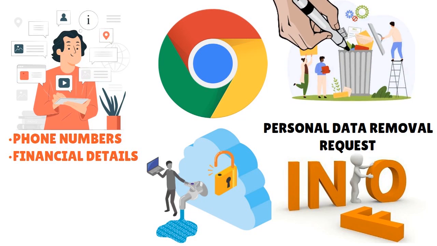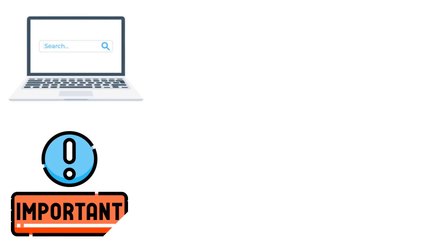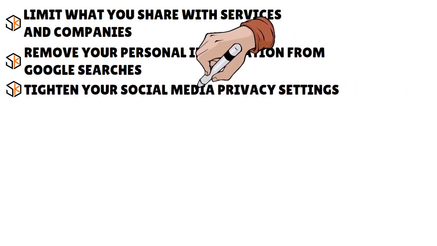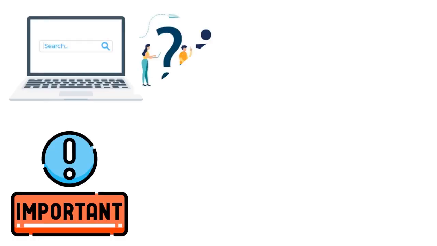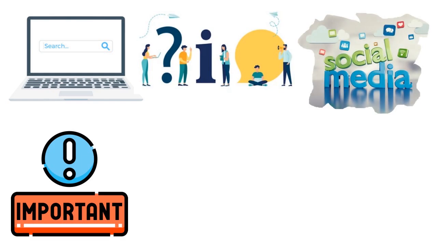Note that this will not delete your personal information, but it will ensure that it doesn't show up in the search results. Very important to think of it that way. And another thing you can do here is tighten your social media privacy settings. A lot of info about you actually comes from your social media accounts. That's kind of crazy, but it is what it is.